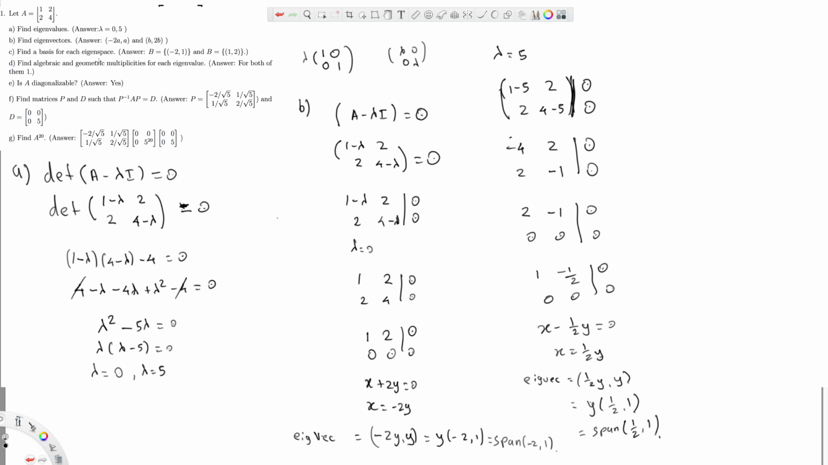Then the C part is asking to find a basis for each eigenspace. The basis is simply the vectors. So for the C part, for lambda equal to 0, b is equal to minus 2 comma 1. For lambda equal to 5, b is equal to half comma 1.